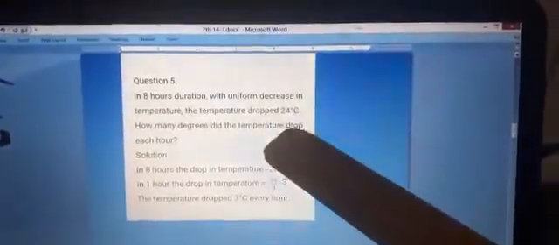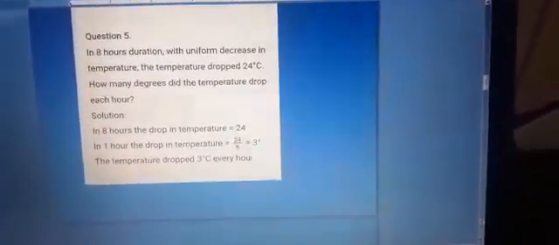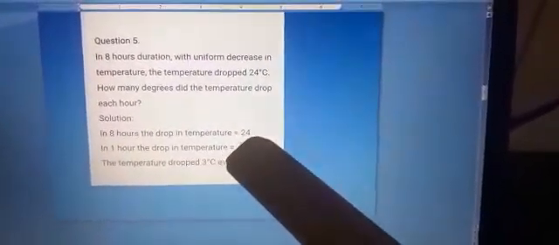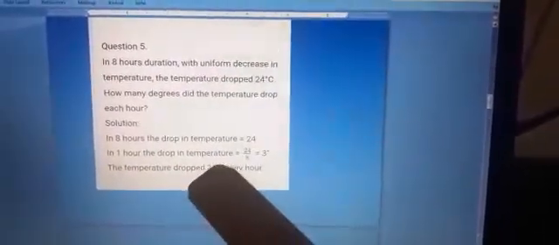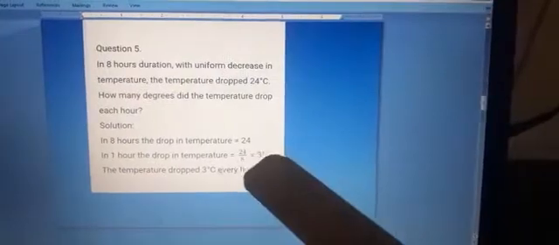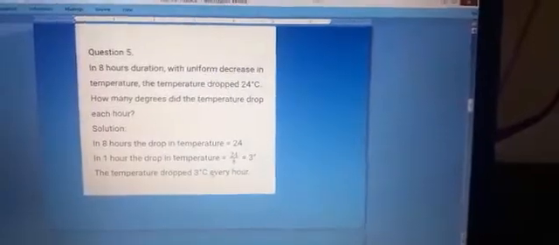Okay, what is the keyword given here? Each. If we want to find out for each hour, what do we have to do? Multiply or divide? Divide. In 24 degrees Celsius, we are going to divide it by 8. Then we will get how many degrees the temperature dropped each hour. So solution part: in 8 hours the drop in temperature is 24. So in 1 hour the drop in temperature is 24 by 8, 3 degrees. So the temperature dropped 3 degrees Celsius every hour.